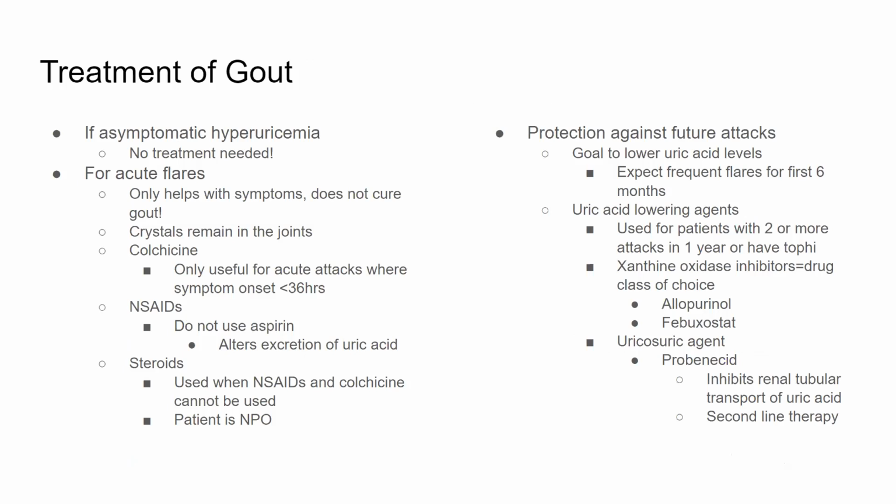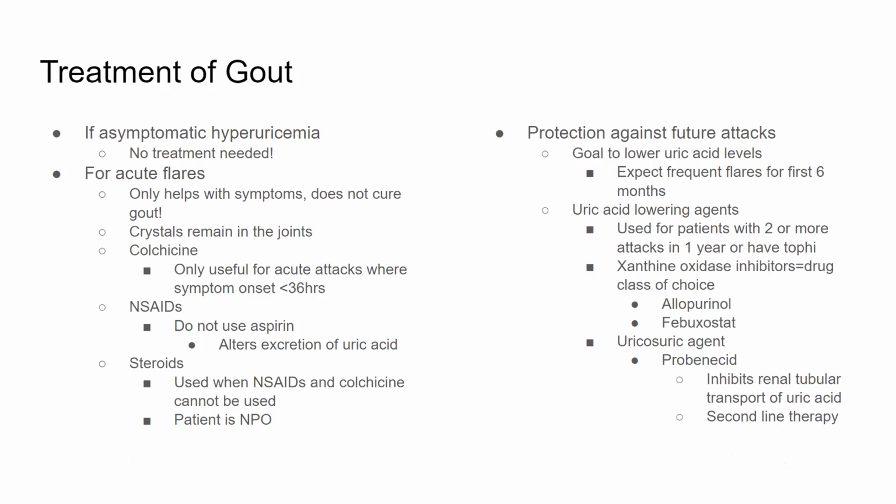Okay, this is high yield. You will get so many questions about this. You need to know how to treat gout, how to treat acute gout, how to treat chronic gout, what works, what doesn't work, what stops the progression, and what doesn't stop the progression. So we'll start with acute gout. Well, first I said, if you have asymptomatic hyperuricemia, no treatment. You don't need to treat it. But as soon as you get to an acute flare, you have three options.